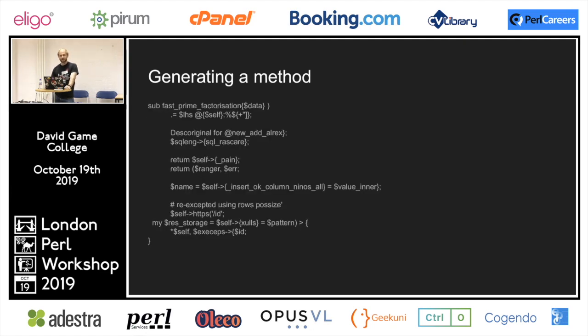And I can generate a method. Fast prime factorization algorithm, anyone? Well, here you go. Don't think it'll do something, I'm sure, but probably isn't fast prime factorization.